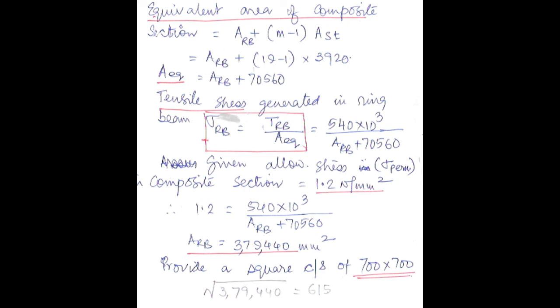379440 millimeter square. Now for the ring beam, you assume that you are giving a square cross section, so you take the square root of this value. From there you get the value as 700 by 700. So if you provide a square cross section, we get the cross section of the square ring beam as 700 by 700. Again, it is up to your approximation. You take the square root and get 615. So you can give it as 650 by 650 also, or 620 by 620 also. But anyhow, I have assumed the value as 700 by 700.